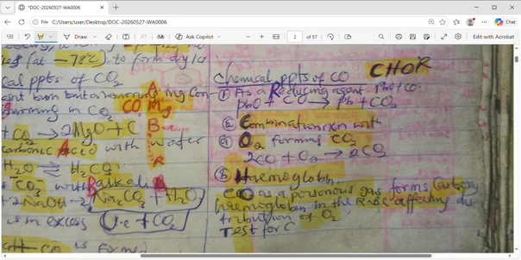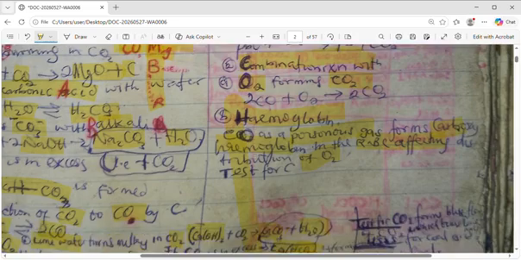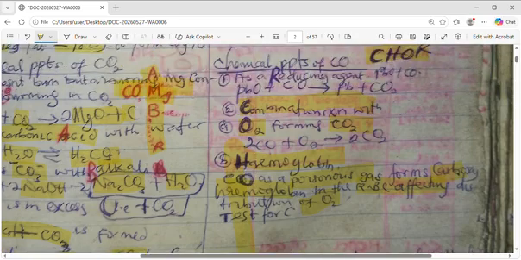Then letter O. So we have seen letter C, combination, H, hemoglobin, then O, oxygen. So it means the oxygen was what we said earlier, that it combined with oxygen. The letter R is now reducing agent, meaning that in chemical properties, carbon monoxide can act as a reducing agent. It can reduce lead(II) oxide to ordinary lead. That means taking O from lead(II) oxide, so it will now form carbon dioxide.